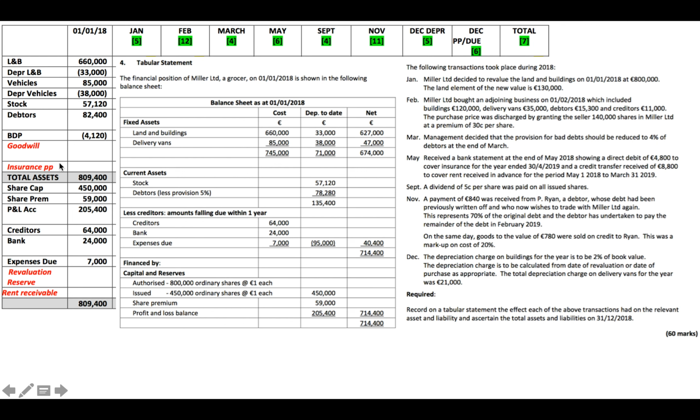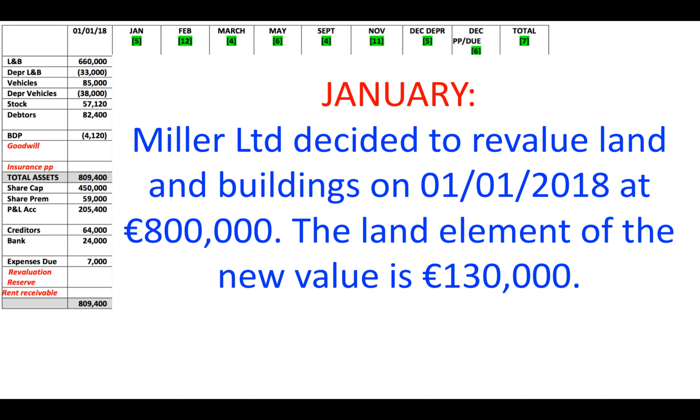Right? So just leave a couple of lines free and then you'll be writing these in later on as you require them. Okay, so getting started then, recording the transactions. January, Miller Limited decided to revalue land and buildings on the 1st of the 1st, 2018 at €800,000.